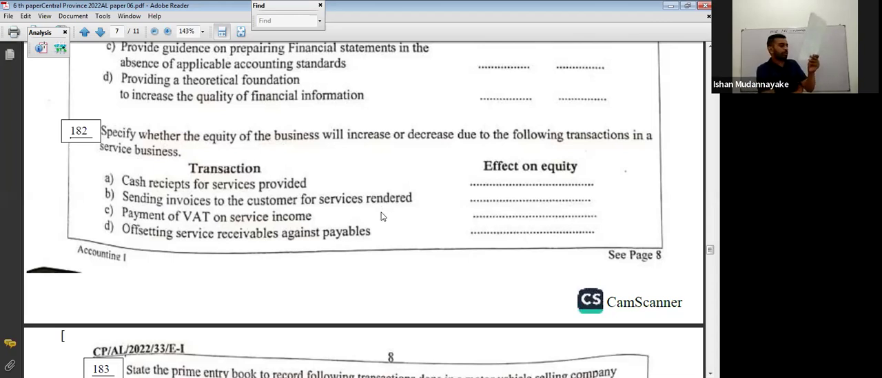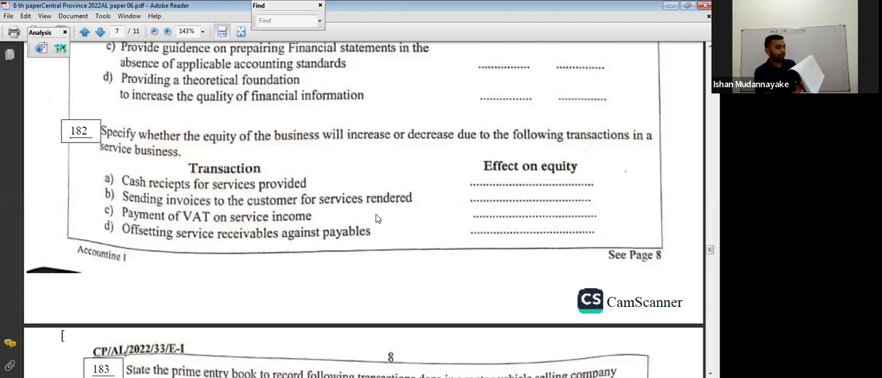Look at the question. A, cash receipt for service provided. Does equity increase or decrease in a service business? Equity increases. Cash book debit, service income account credit. B, sending invoices to customers for services rendered. Equity increases, because the services are already provided and the risk and rewards already transferred.